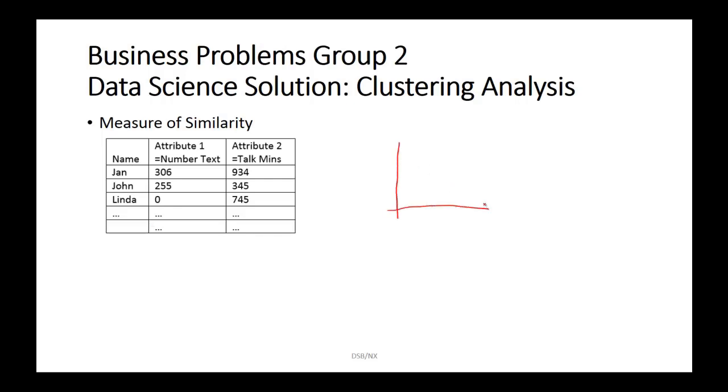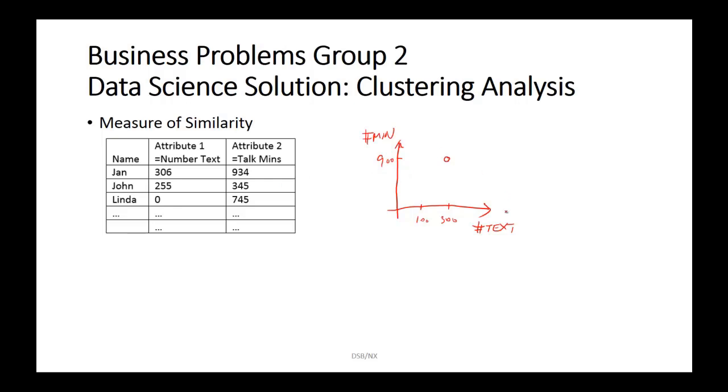In the horizontal axis, you represent number of texts sent. And the vertical axis, you represent number of minutes talked. So I can describe Jan as a point in this, again, two-dimensional scatter plot. Say if this is 100, 300, minutes here, say 900, then Jan would be a point somewhere here.